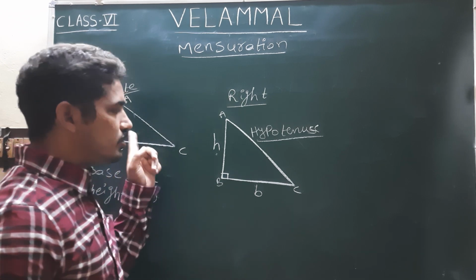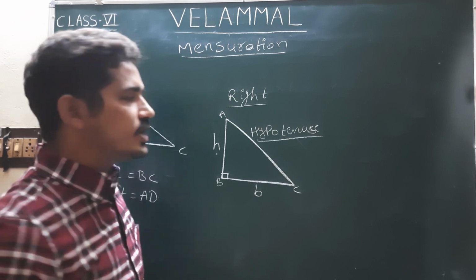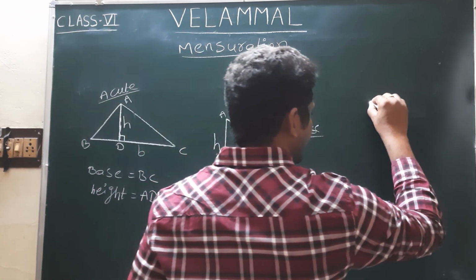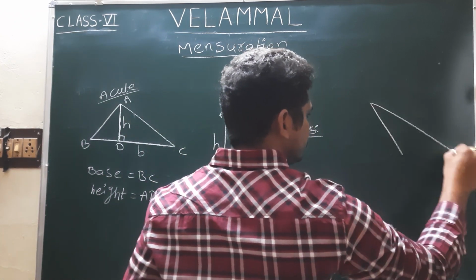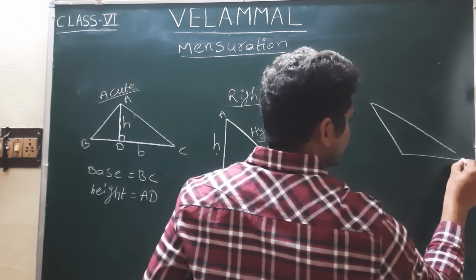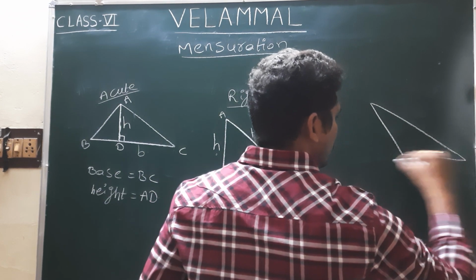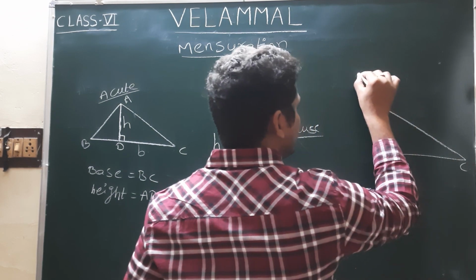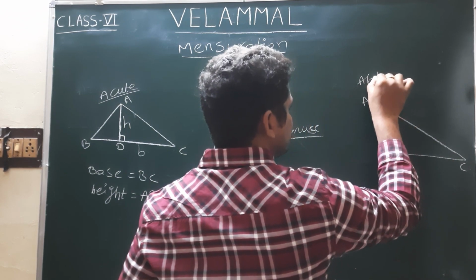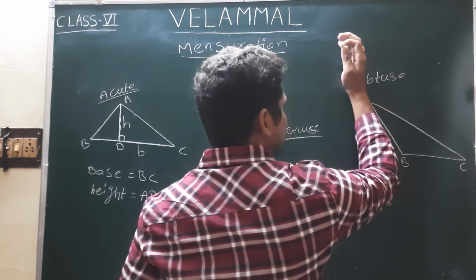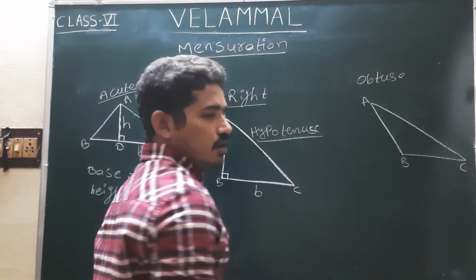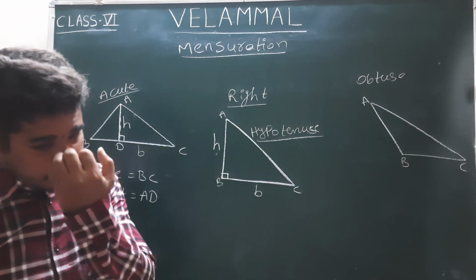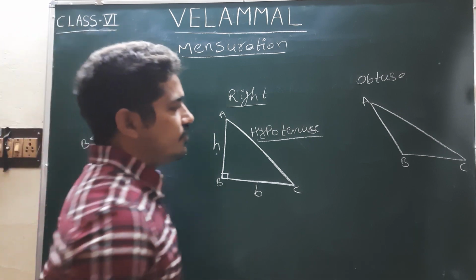Acute angle triangle completed, right angle triangle completed. Next we have the obtuse angled triangle. If we are taking this as the obtuse angle triangle, where will we take the height in the obtuse angle triangle?